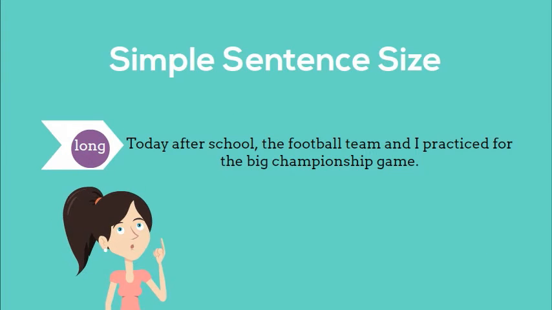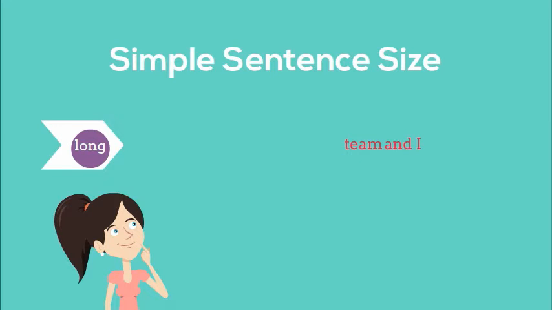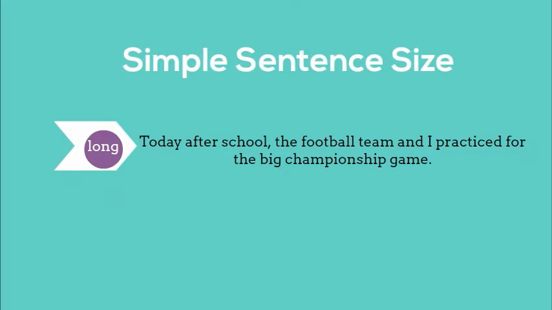Today after school, the football team and I practiced for the big championship game. If I remove the adverb and prepositional phrases and adjectives, I am left with the subjects team and I, as well as the verb practiced. In this example, there's a compound subject, team and I, and just one verb, but it is still a simple sentence.